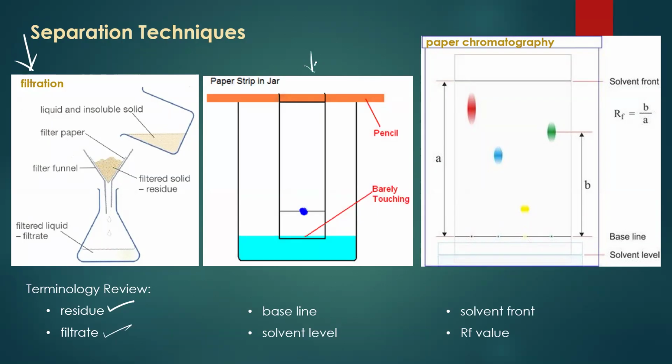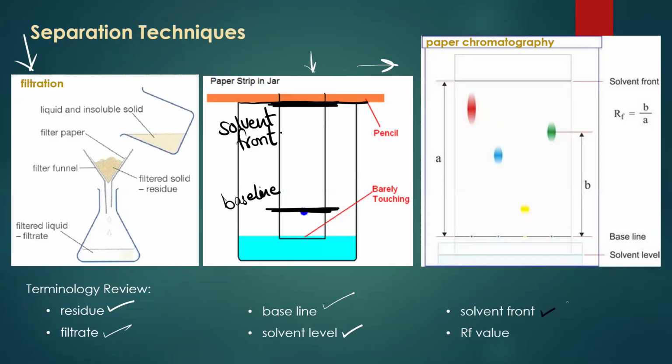Then you have this apparatus, which is chromatography paper. You should know what the solvent front is. The solvent front is as far as the solvent travels, to the end. And the baseline is this one, on which you put the spot. This is called the baseline. And the solvent front is this, till where the solvent travels. This is called the solvent front.